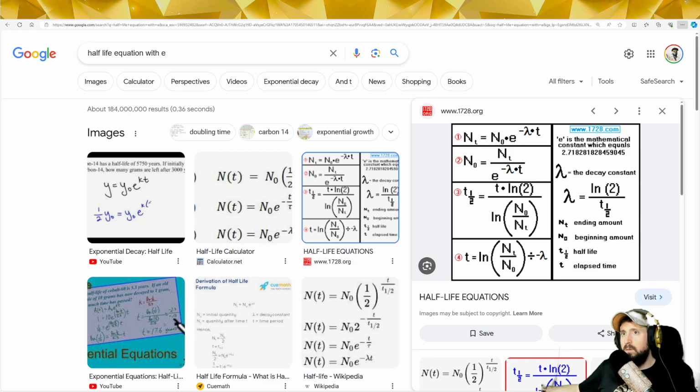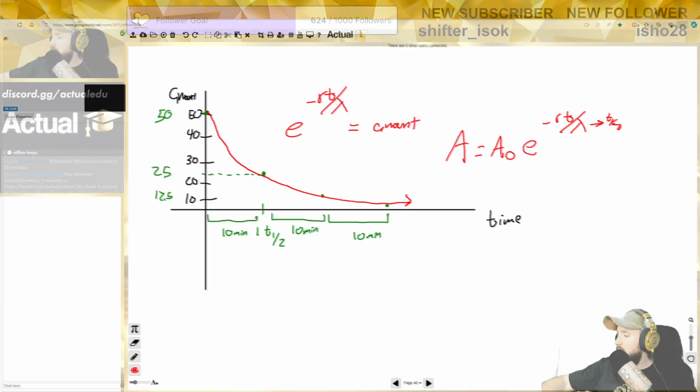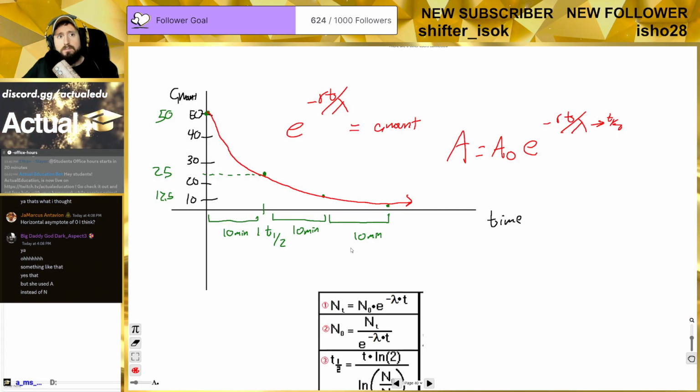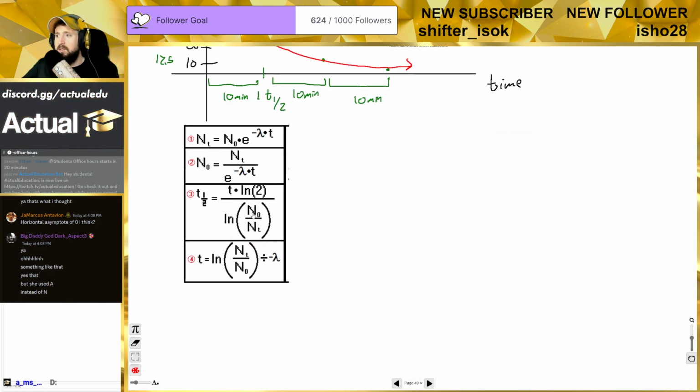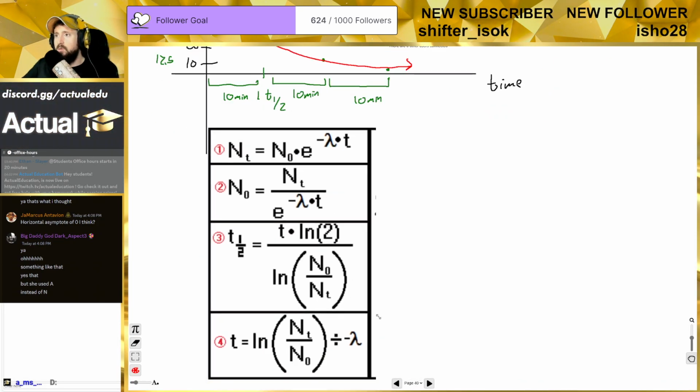Here it is. Okay, cool. Let's pull it in. Yeah, she used a instead of n. That's okay. So this is what it ends up looking like, right?